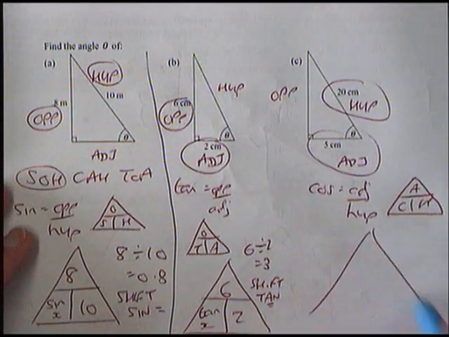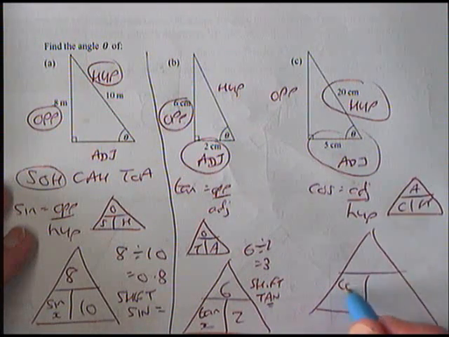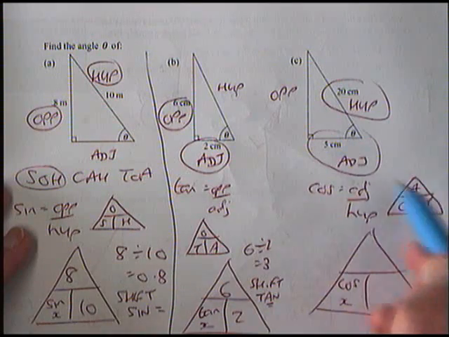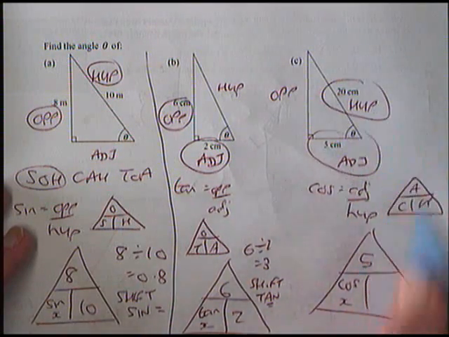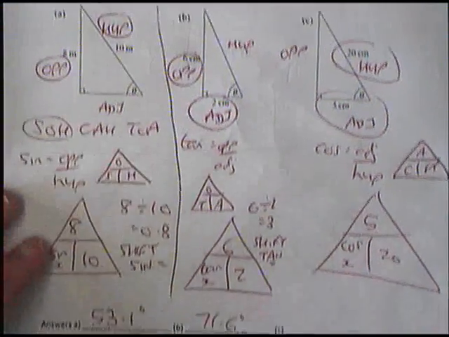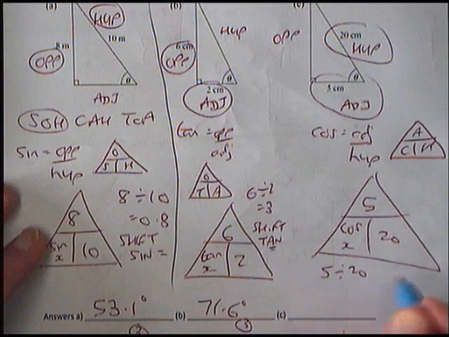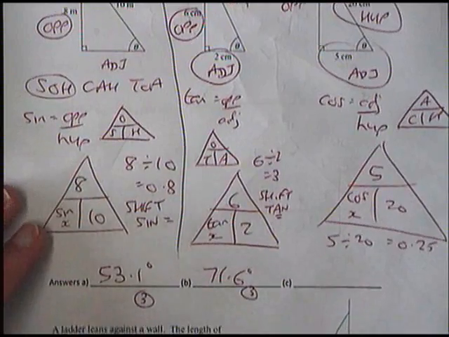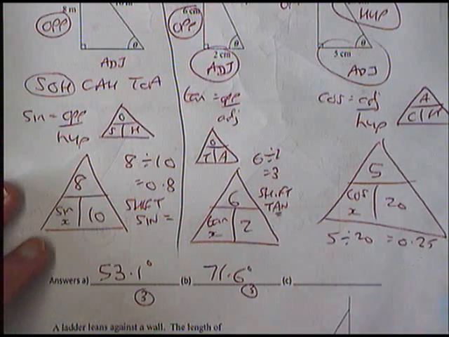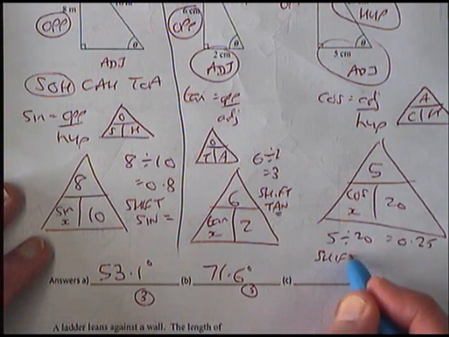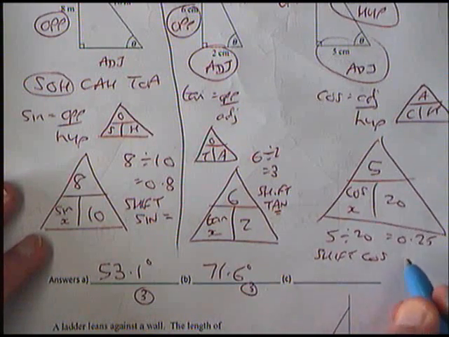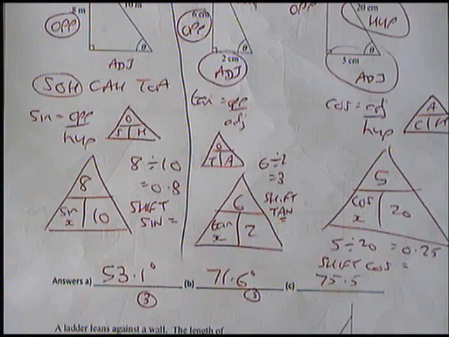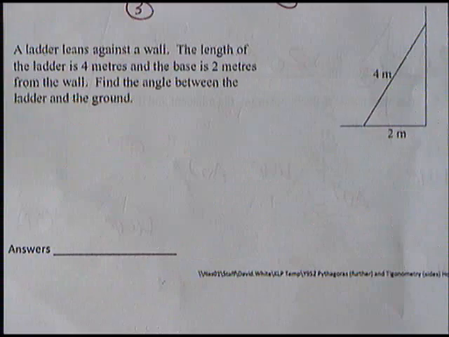The bigger one, cos, is what the C stands for. The angle goes down here. The adjacent is 5. Hypotenuse is 20. We need to do the divide. 5 divided by 20, that's 0.25. What do we do, Luke, to finish off this question? I've done the dividing bit. Shift cos. Good, yep. If you do shift cos and equals, that gives you final answer, 75.5 degrees, and there are 3 marks for that one.